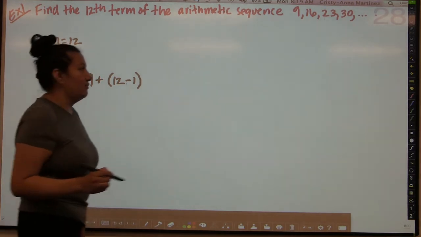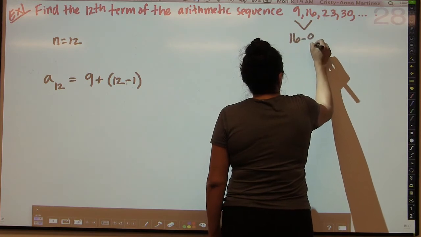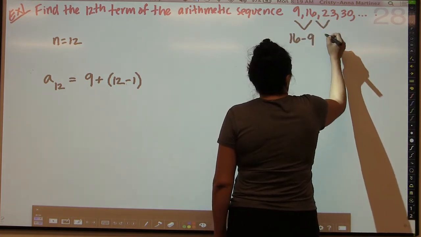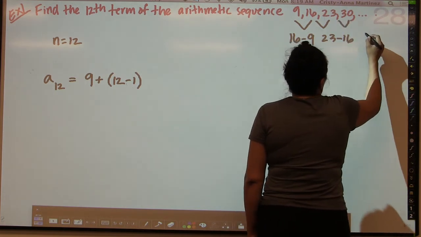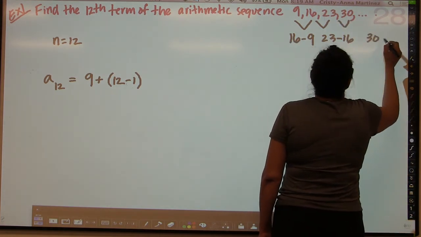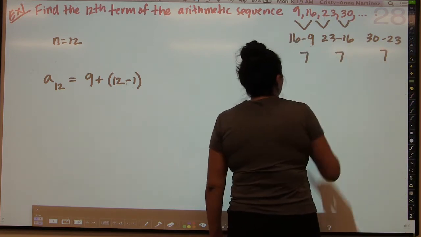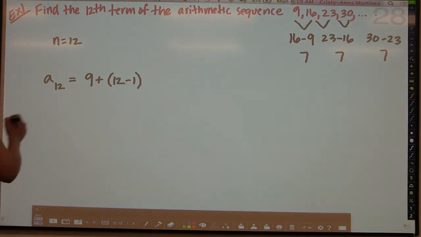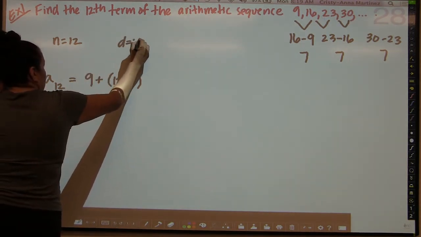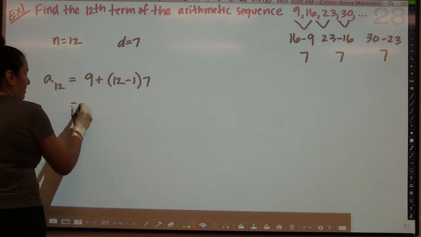We don't have the common difference yet, so we're going to come over here and do that. 16 minus 9, and then 23 minus 16, and of course 30 minus 23, all of which give us 7. So our common difference is going to be 7. So we plug that into our formula, and then we just find the value.